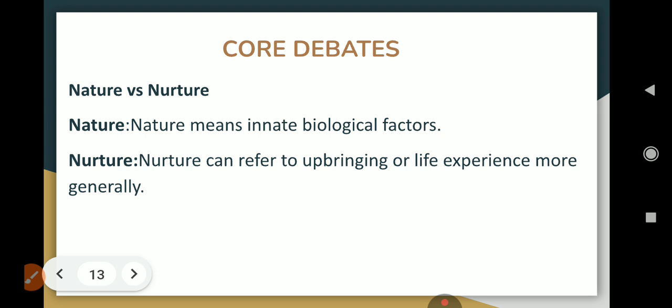The modern psychologist says that both play the major role. It is interrelated. Nature and nurture are interrelated. You cannot leave out the one for the sake of the other.